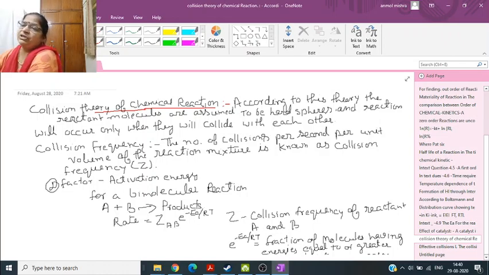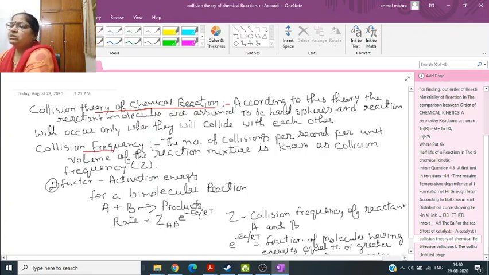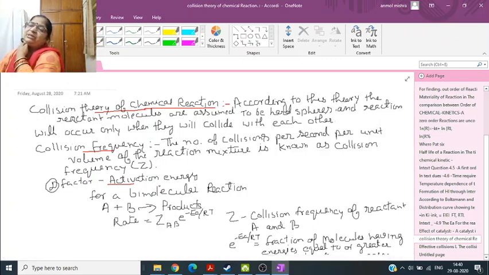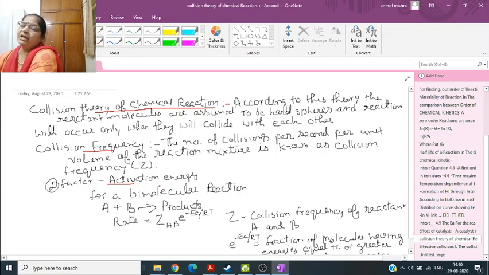Now collision frequency, it is the number of collisions per second per unit volume of the reaction mixture. Now the factor on which the collision theory depends is activation energy. To reach the activation energy, the minimum amount of threshold energy should be present, so that suppose the molecule does not have the energy to cross the energy barrier, so it requires energy from outside.